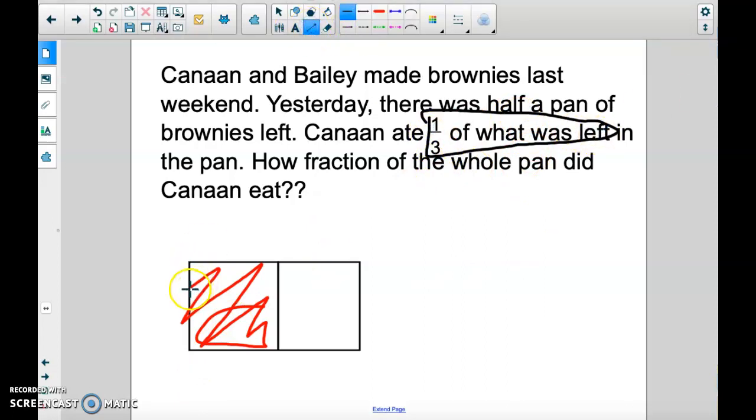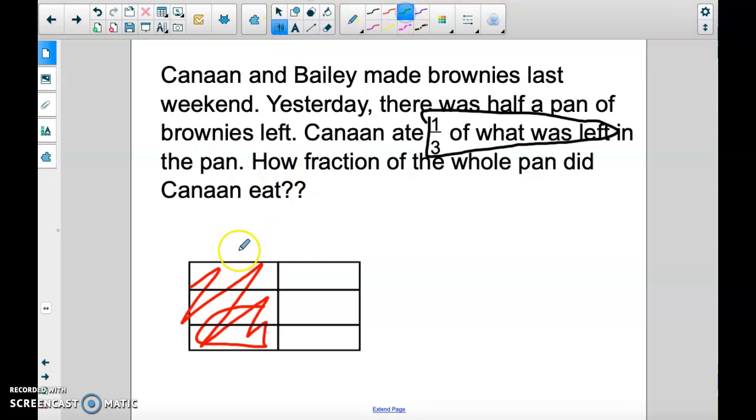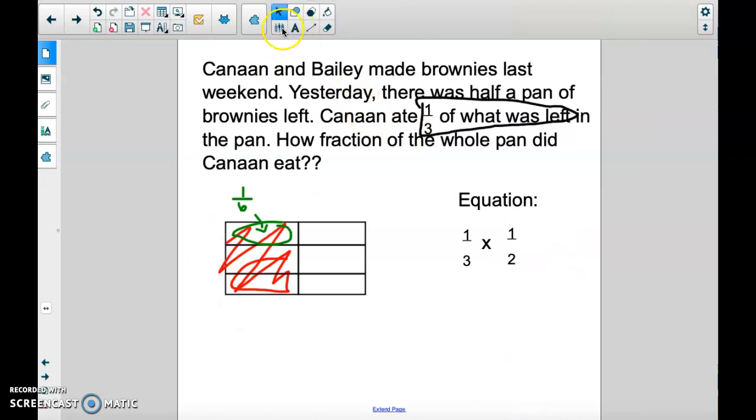So what I'm going to do is cut what was left into thirds. And then Kanan ate 1/3 of what was left. So this right here. And then the question is, what fraction of the whole pan did Kanan eat? Well, I know that this is one piece. 1, 2, 3, 4, 5, 6, and there's 6 total. So it'd be 1/6.